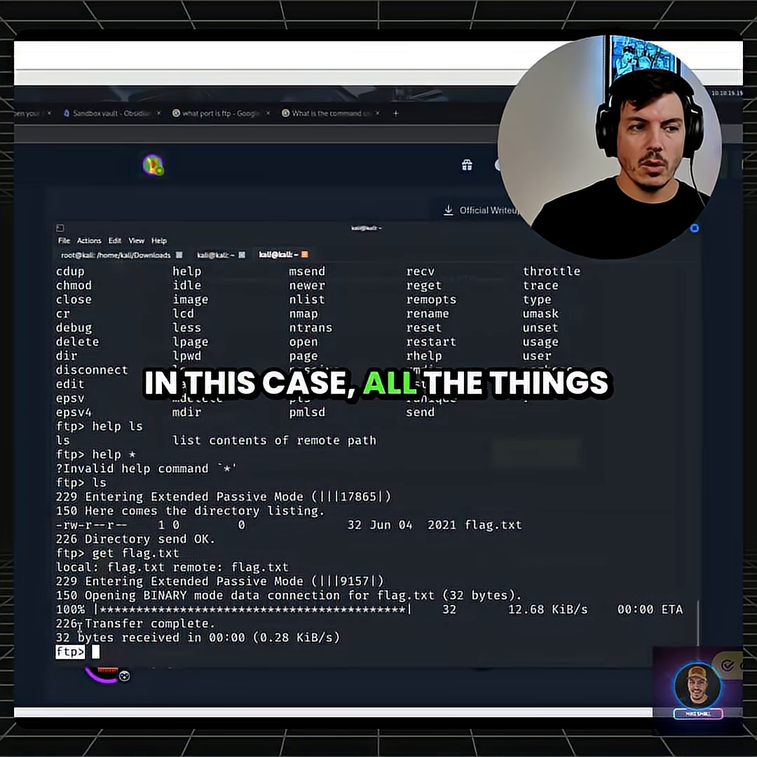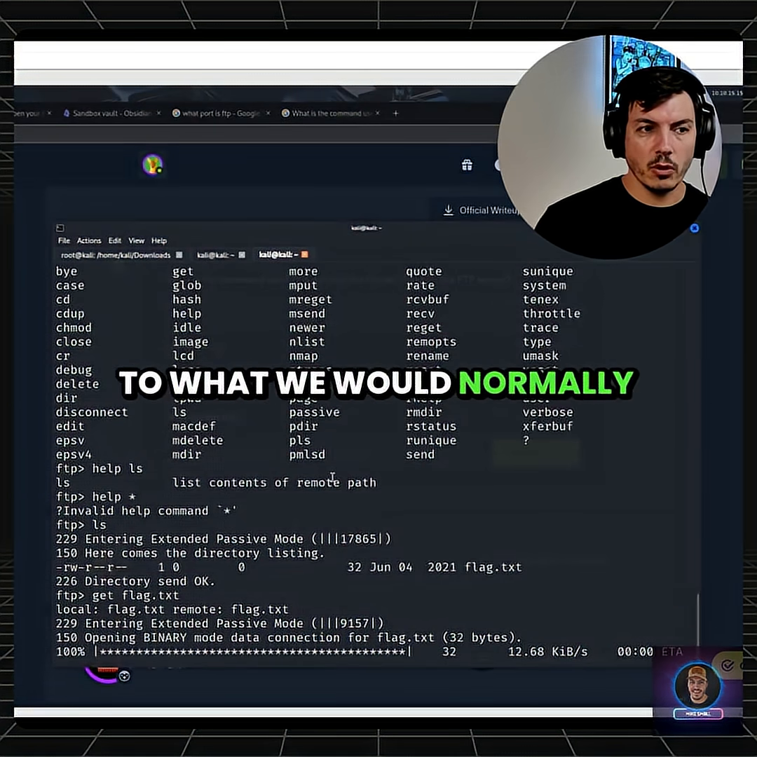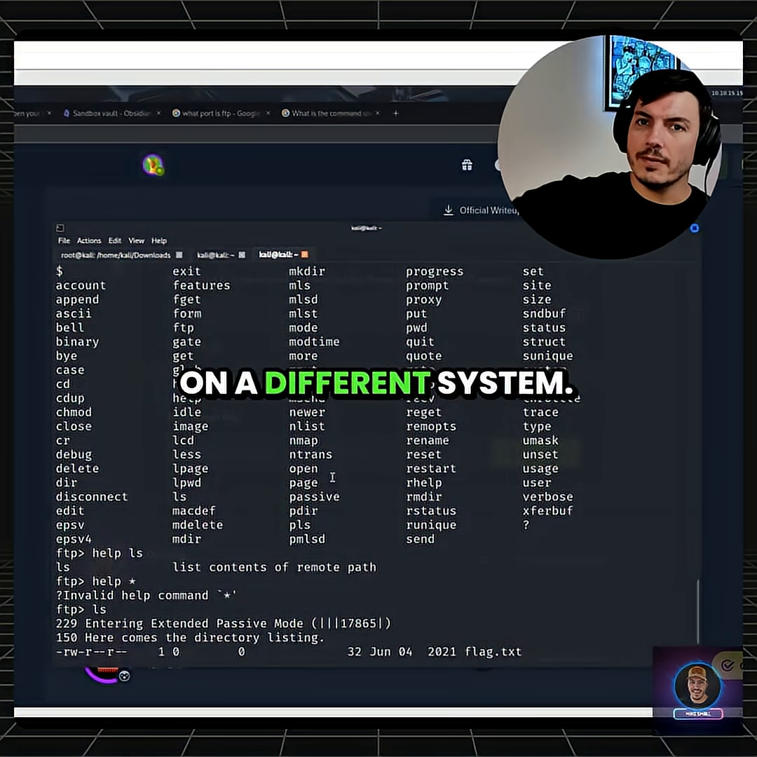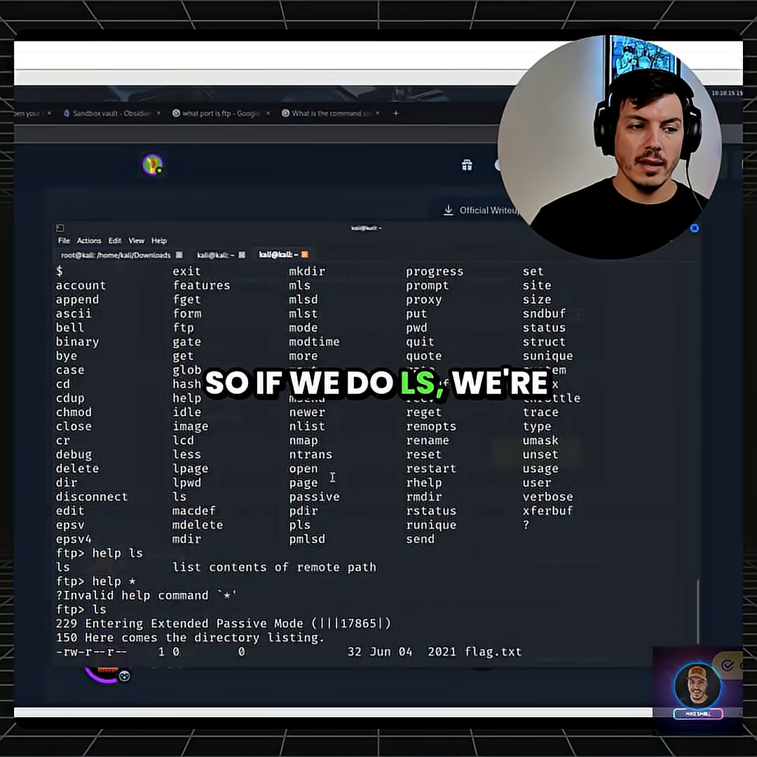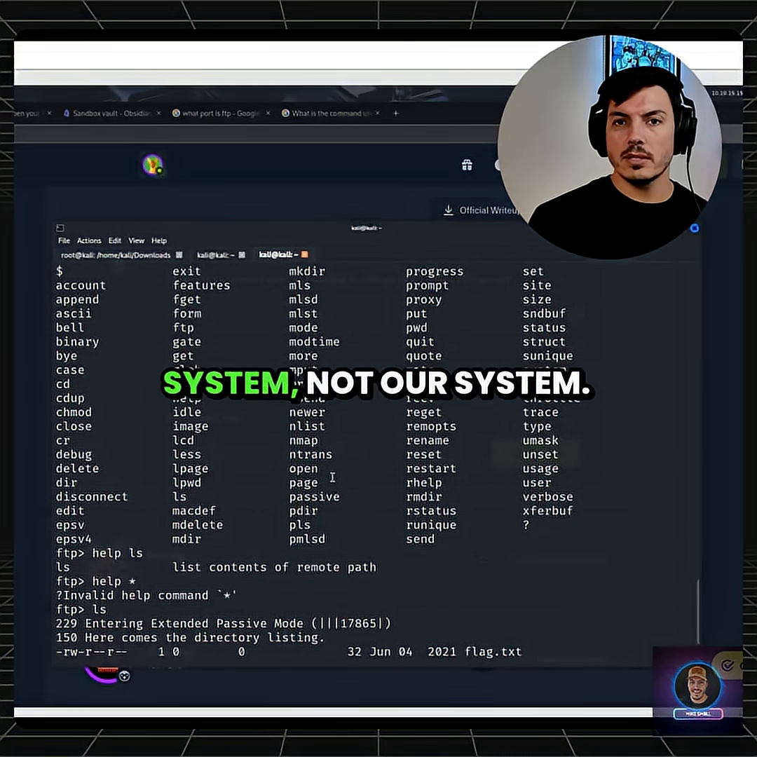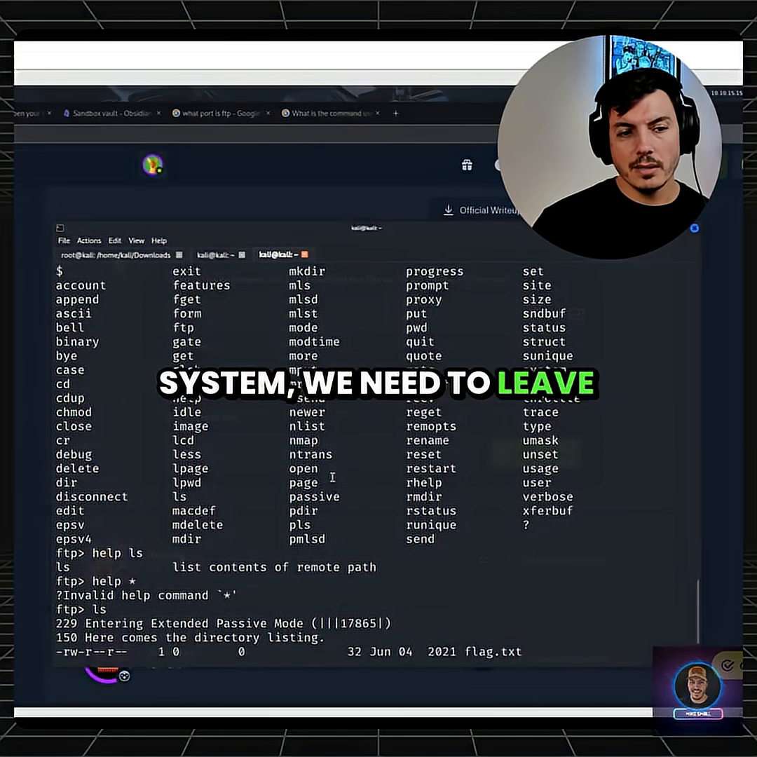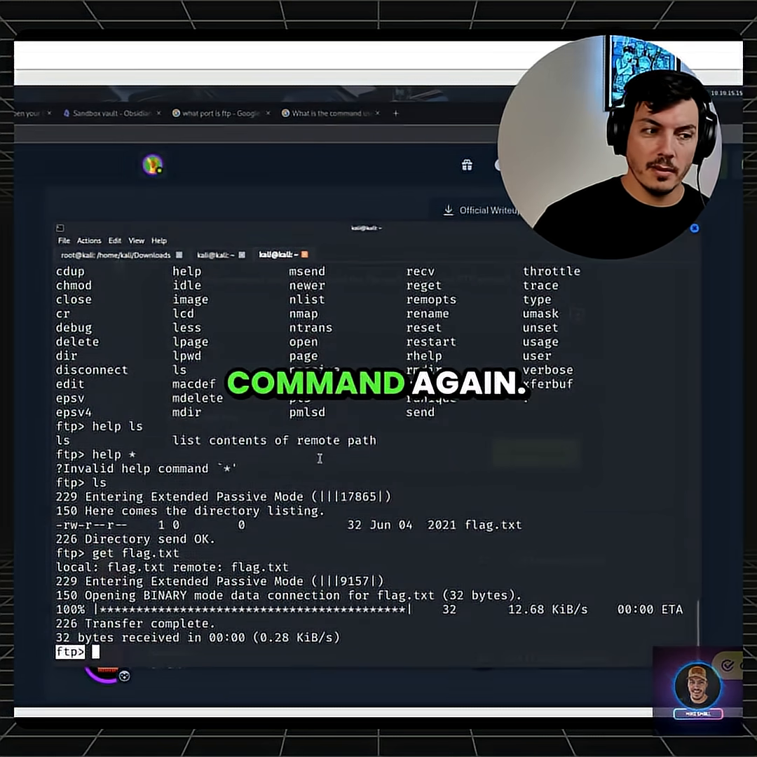So in this case, all the things that we have, like all these commands, they look similar to what we would normally have available in the terminal. However, we're running them on a different system. So we're not running them locally. So if we do ls, we're looking at the remote system, not our system. So in order to look at our system, we need to leave this shell and then run the command again.